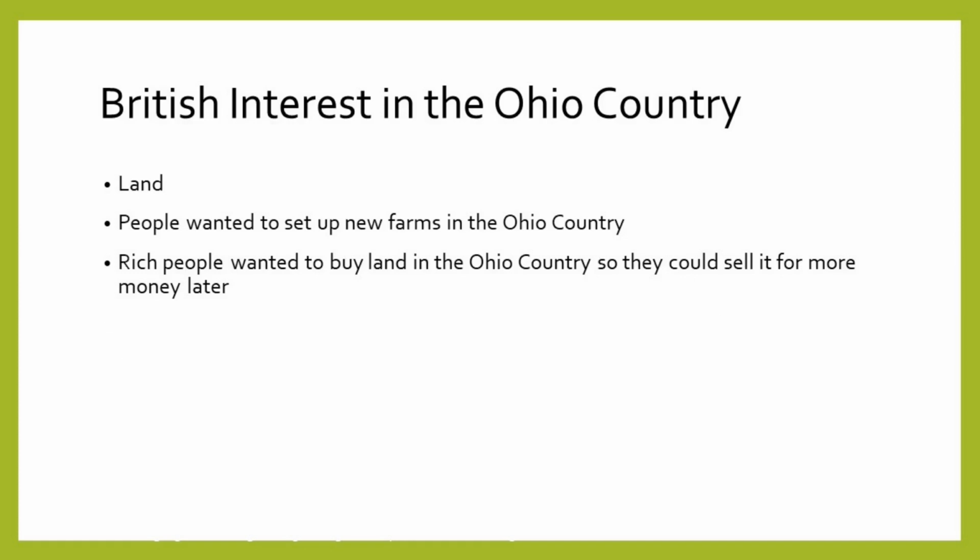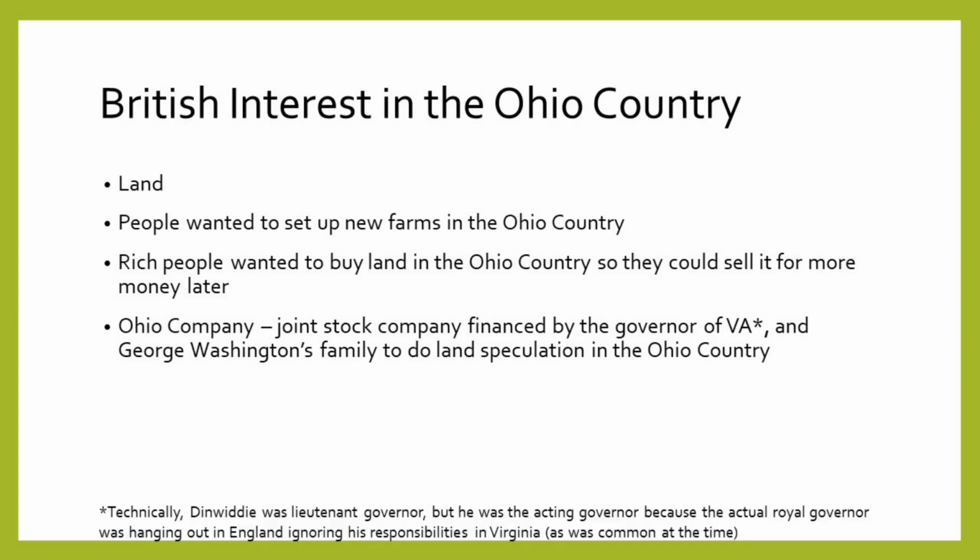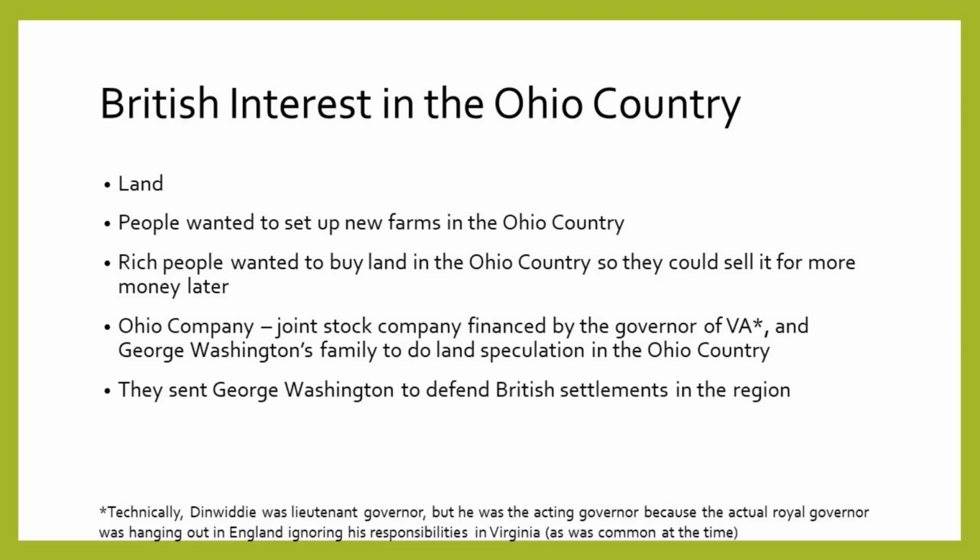The appropriately named Ohio Company was established for that purpose, and some of its main investors included the Royal Governor of Virginia and two of George Washington's older half-brothers. When the governor heard that the French were building forts in the region, he got worried that he might lose his investment, so he sent a 22-year-old George Washington and a mix of militia and regular troops to defend British settlements in the Ohio country from the French. Washington, whose family, remember, had a financial interest in removing the French, and who personally had an interest in becoming a war hero, chose a rather liberal interpretation of his orders.